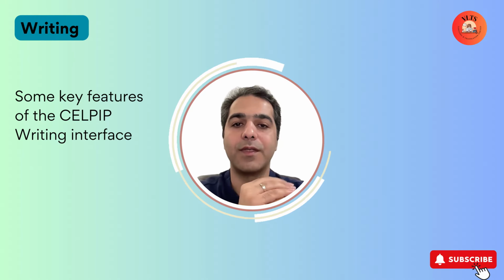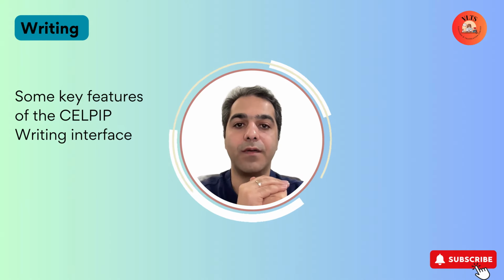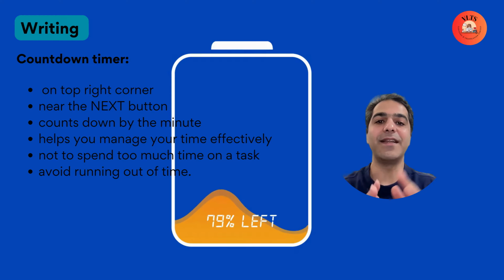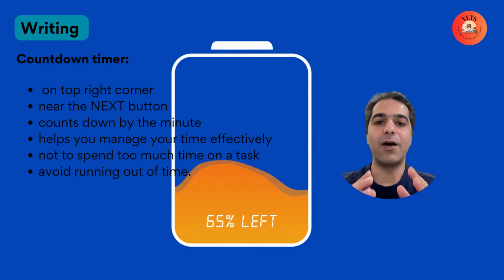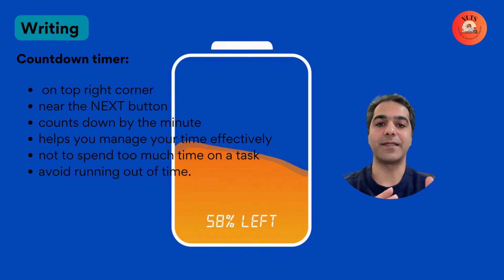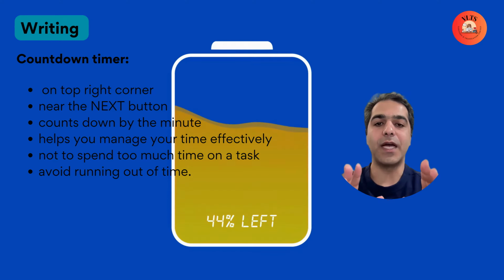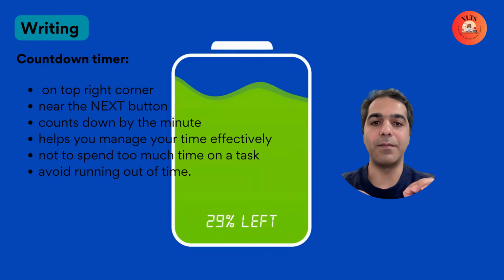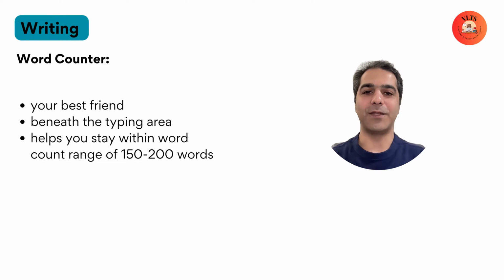Now let's talk about some key features of the CELPIP writing interface that you should be aware of. Countdown timer. This timer is located on the top right corner near the Next button as usual. It counts down by the minute as time passes. It helps you to manage your time effectively, not to put too much time on that specific task and run out of time.